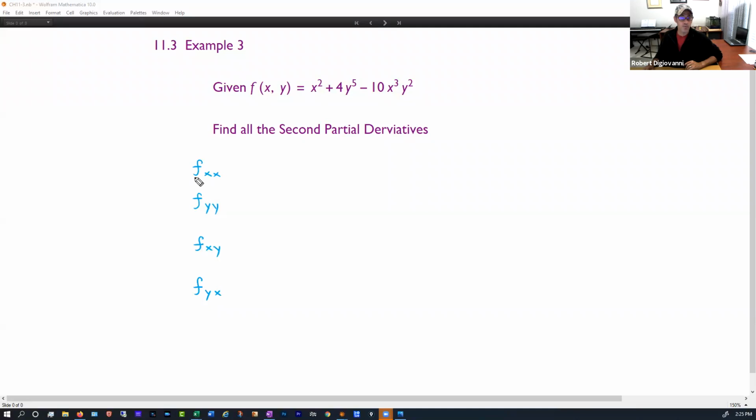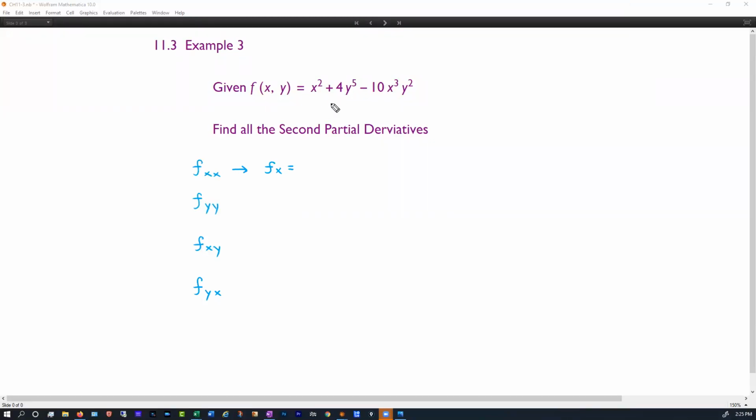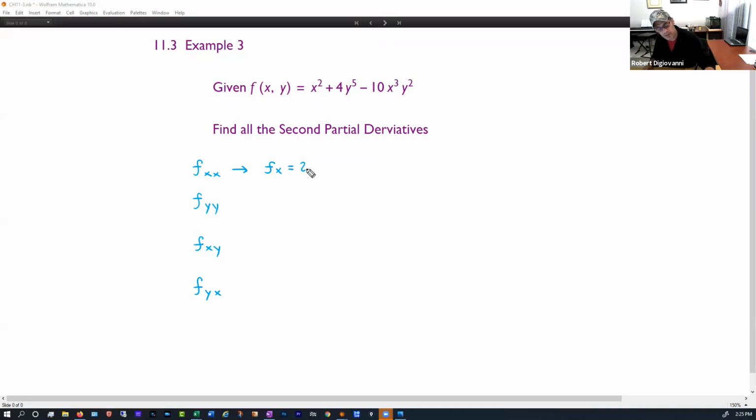So let's do the first one. Okay, so for the first one, what I'm going to do is first find the partial with respect to x. So to do that, I'm treating what like a constant? Y. Okay, so the derivative of x squared is 2x. The derivative of 4y to the fifth is 0 because y is a constant, right? So this is all a constant, derivative of that is 0. Over here, y is a constant, so it's just going to sit here, nothing's going to happen to it. And this, I take the derivative of x cubed, so 3 comes out, so minus 30 x squared y squared.